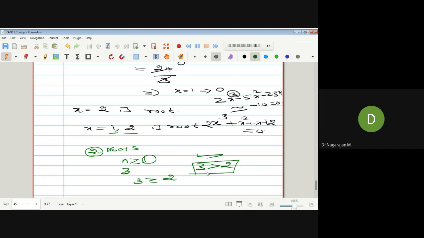Therefore, this satisfies the fundamental theorem. Therefore, x equal to 1 and 2 are roots of the given polynomial. The set is this one. A similar case you can find more.